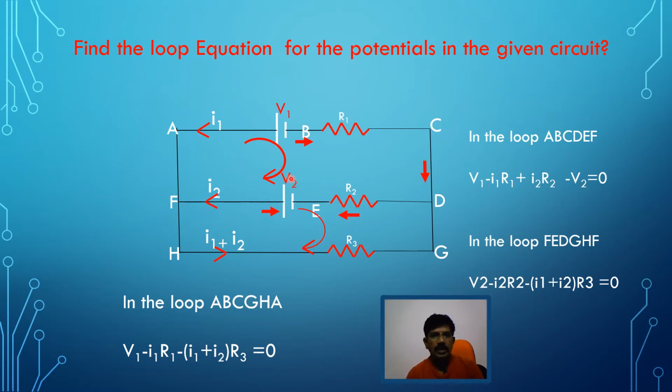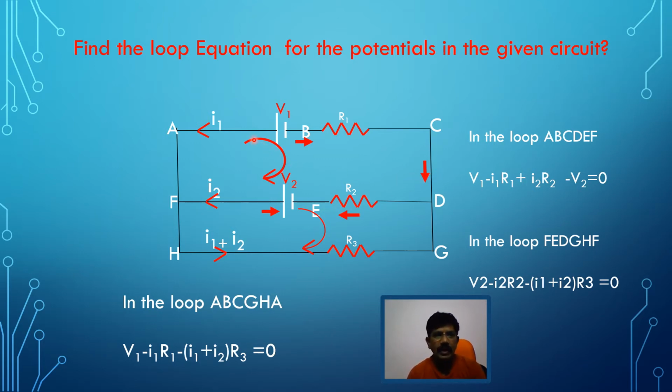Next you have to remember one thing. At the battery, the current always flows from the positive terminal to the negative terminal. So, this is the direction of the current at the battery. Now, if you consider the loop A, B, C, D, E, F, this is the loop.